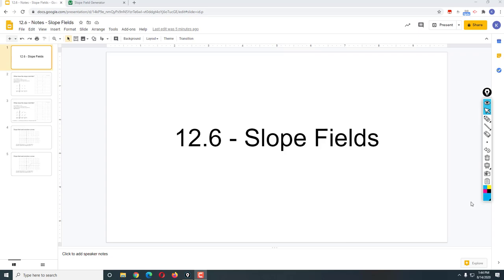Welcome to the last lesson, 12.6, slope fields. If you made it this far, good job. This is the last new lesson. What comes after is the review for the final.